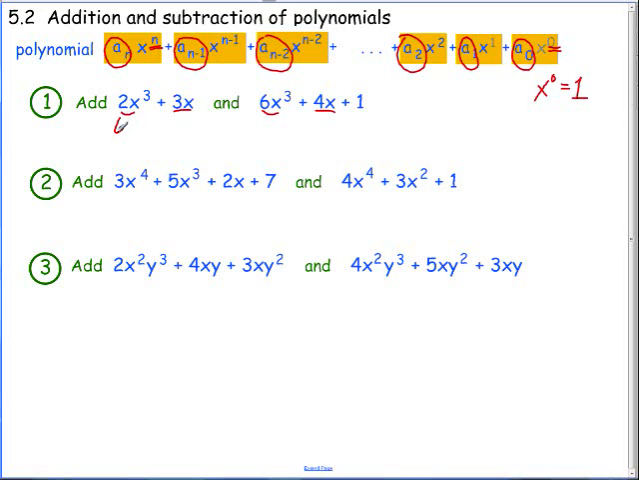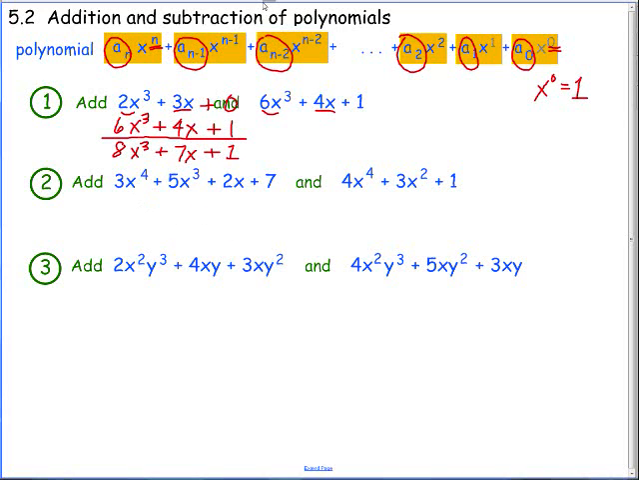Let's set this up in columns. Plus 4x plus 1, just like we did back in grade school. Of course, this is a plus. If we wanted to put something in this column, that would be a plus 0, wouldn't it? So we add those up, and we get 8 of these x cubed, 7 of a plain old x to the first power, and for our constant terms, just a 1.